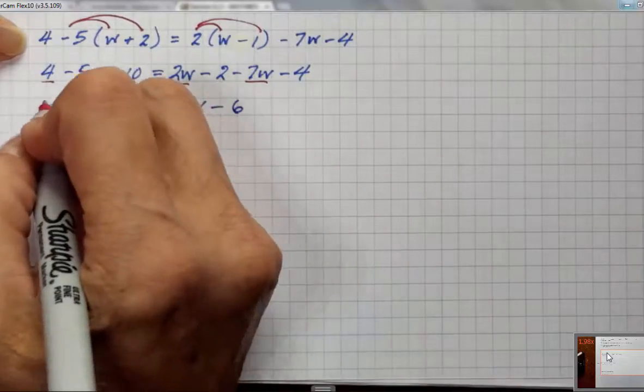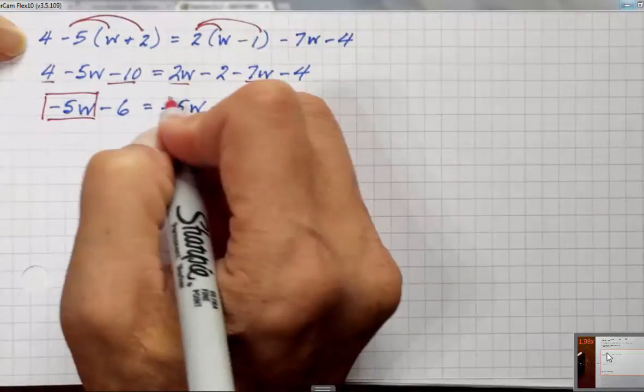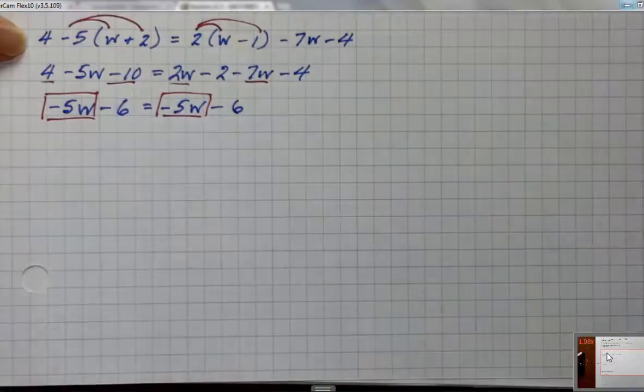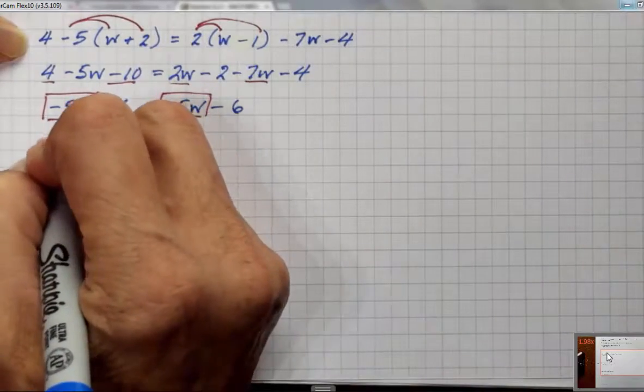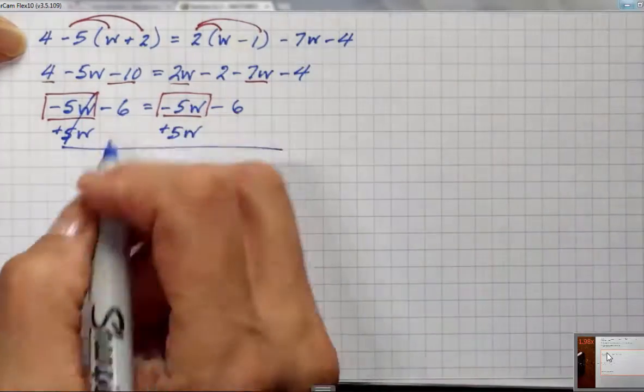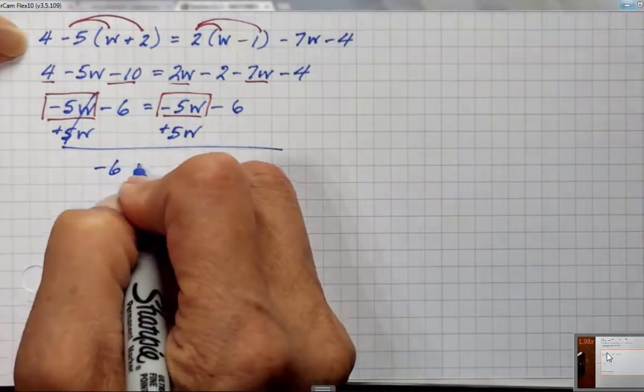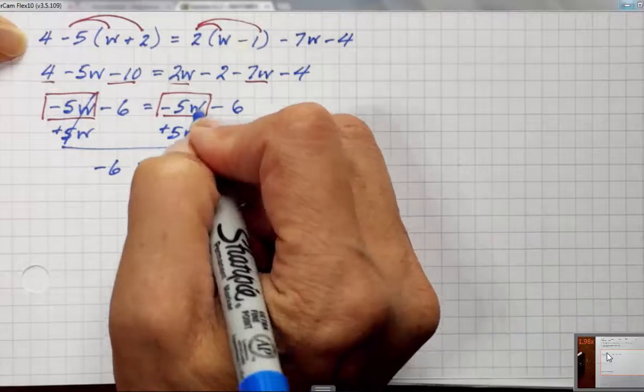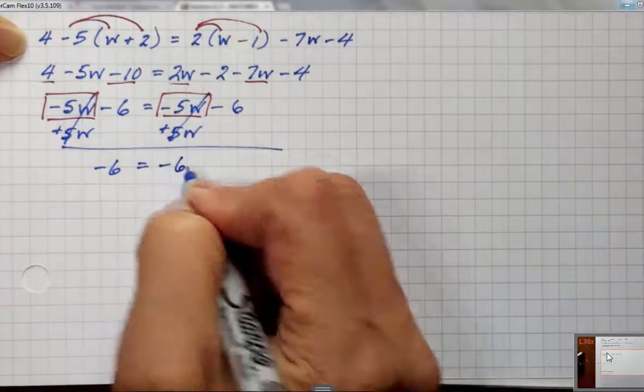The next step is to get my w's together on one side of the equation. And to do that, I'm going to add 5w to both sides. On the left, my 5w's cancel out, and I'm left over with negative 6. On the right, my 5w's cancel out again, and I'm also left with negative 6.